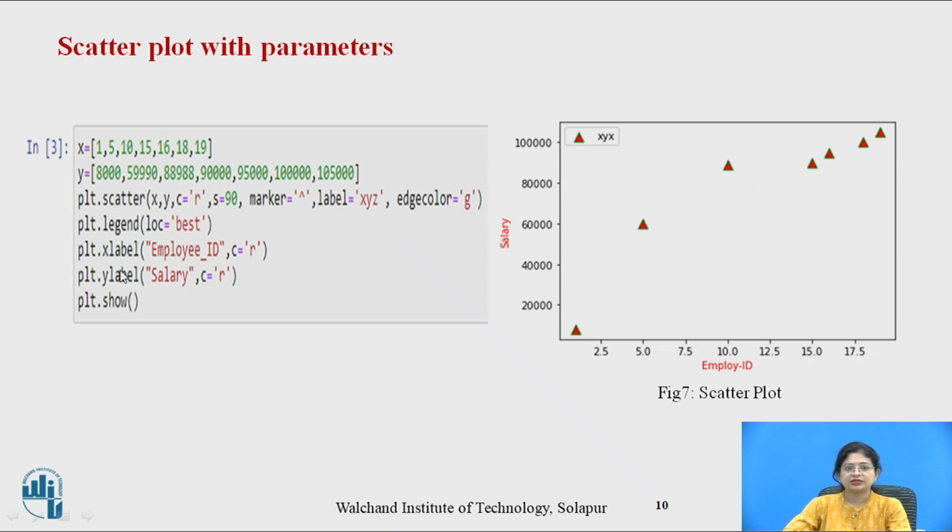So here the X label gives the employee ID and the color red on this X axis, and the salary on the Y axis. So this is a scatter plot.